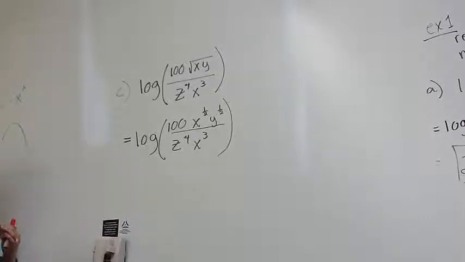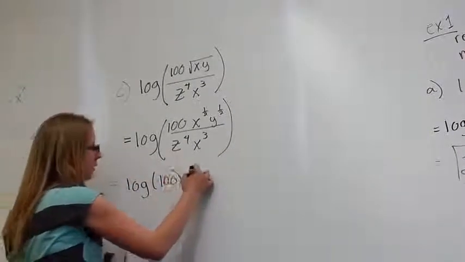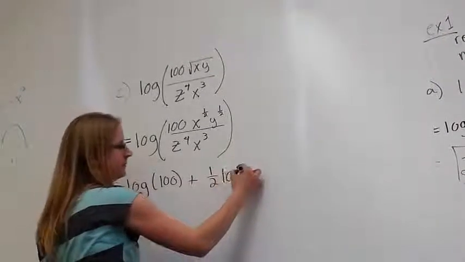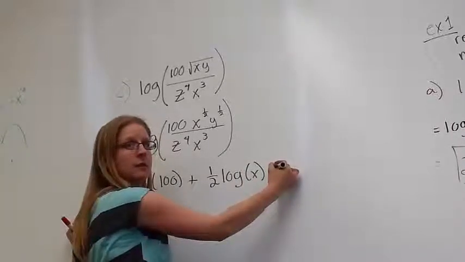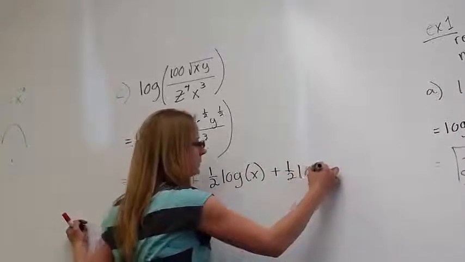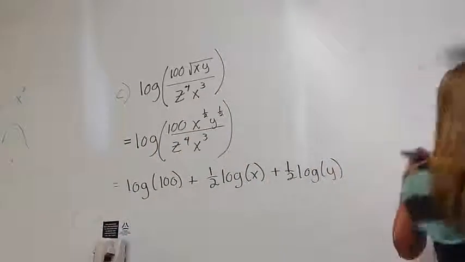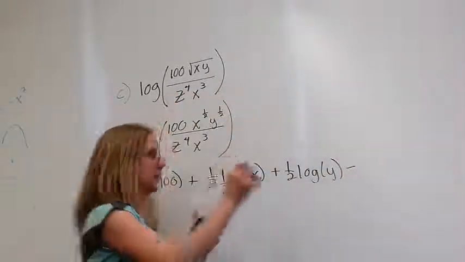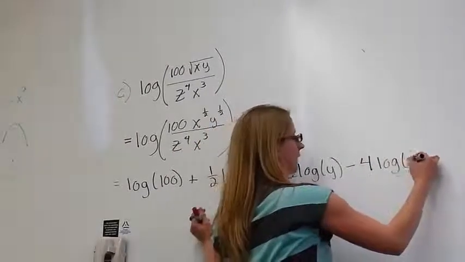Everything on top is positive, everything on bottom is going to be negative. So this will become log of 100 plus, then what? Then what? Somebody else. Then what? Somebody else. Minus. Why is it minus now? So minus what? Then what?